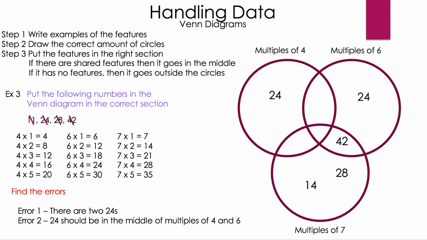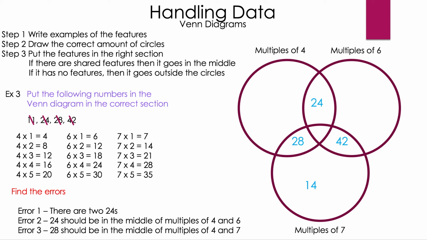So 1 and 2 are kind of related. And finally, error 3, 28 should be in the middle of multiples of 4 and 7. So let's take a look at how it should look. And as you can see, only multiples of 4 and only multiples of 6 don't have anything. And it's okay when you do a Venn diagram not to have something in one particular section or even more.